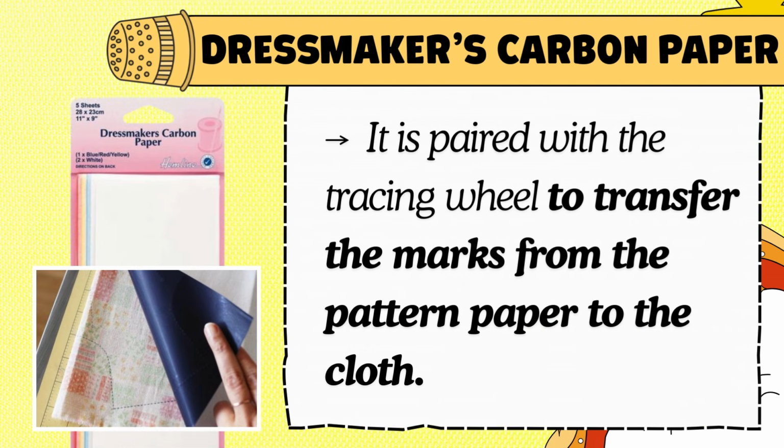17. Dressmaker's carbon paper. It is paired with the tracing wheel to transfer the marks from the pattern paper to the cloth. This paper is used with a tracing wheel to copy pattern lines onto fabric. It helps transfer designs clearly without drawing directly on the cloth. This keeps markings neat and accurate, guiding proper cutting and sewing while reducing errors during the sewing process.